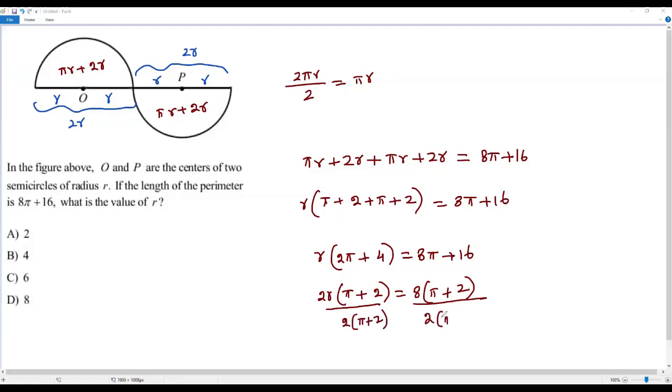2 times (π + 2). Okay, here this 2 will cancel, (π + 2) will cancel. The same here, (π + 2) will cancel. 2 goes into 2 1 times and 2 goes into 8 4 times. Okay, here on the left side we get r, on the right side we get 4. Okay, I got the value of r. The value of r is 4. We find this 4 in answer choice B. The correct answer choice for this question is B.